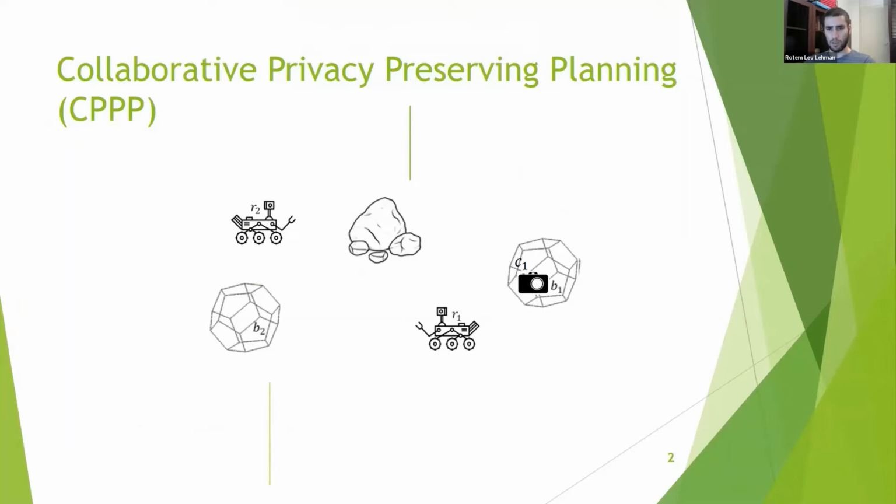For example, in the rovers domain, there are multiple Mars rovers which are trying to collaborate in order to explore the surface of Mars by conducting several tasks, including taking photos of rocks and mining for minerals.